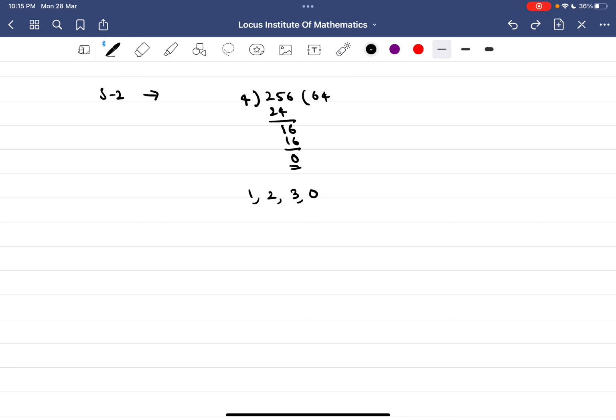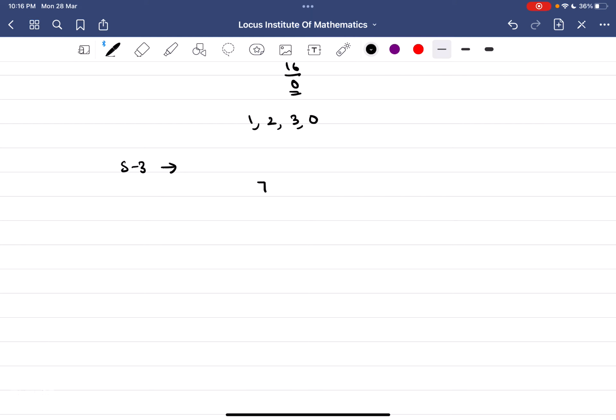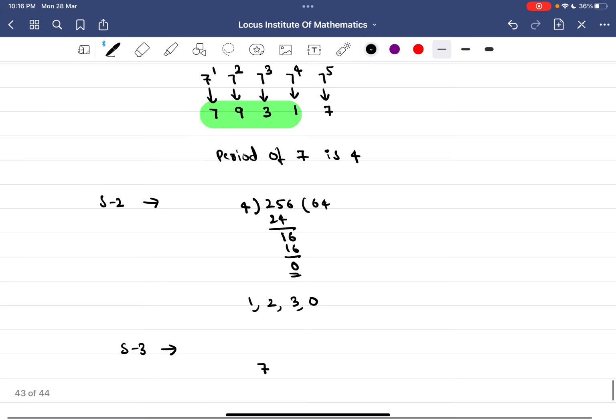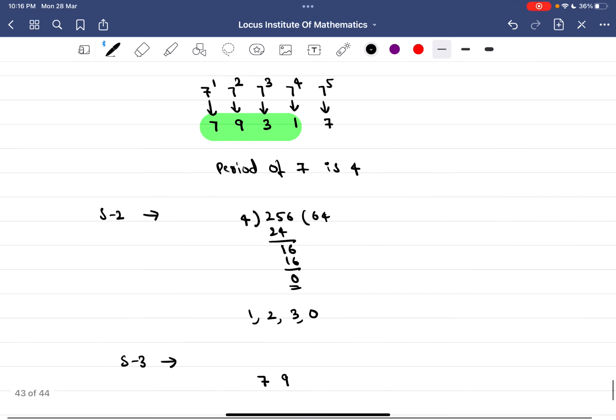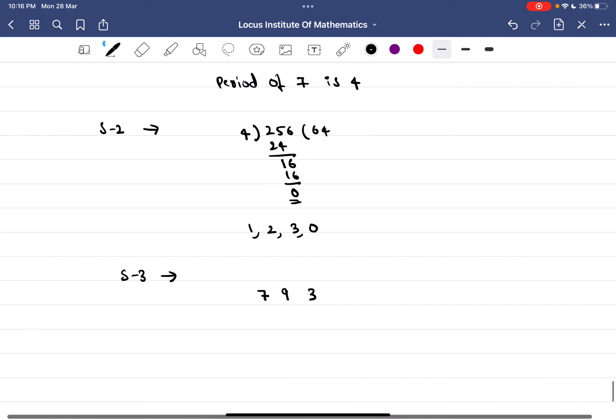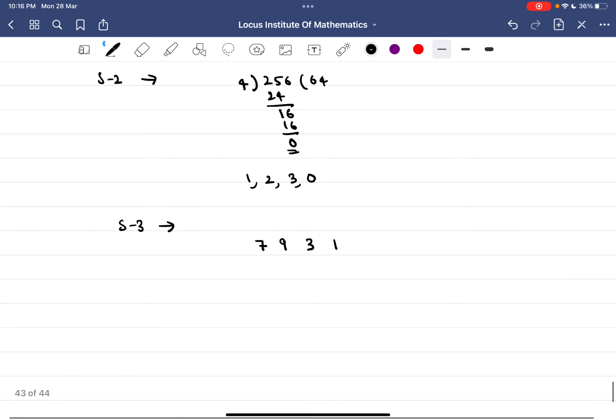Now step 3 is mapping. Here you write the period, that is, the last digit of 7 power 1 is 7, 7 square last digit is 9, next 7 power 3 last digit is 3, 7 power 4 last digit is 1. Now you map like this. Here are the possible remainders when you divide the power by 4: 1, 2, 3, 0. You map like this.